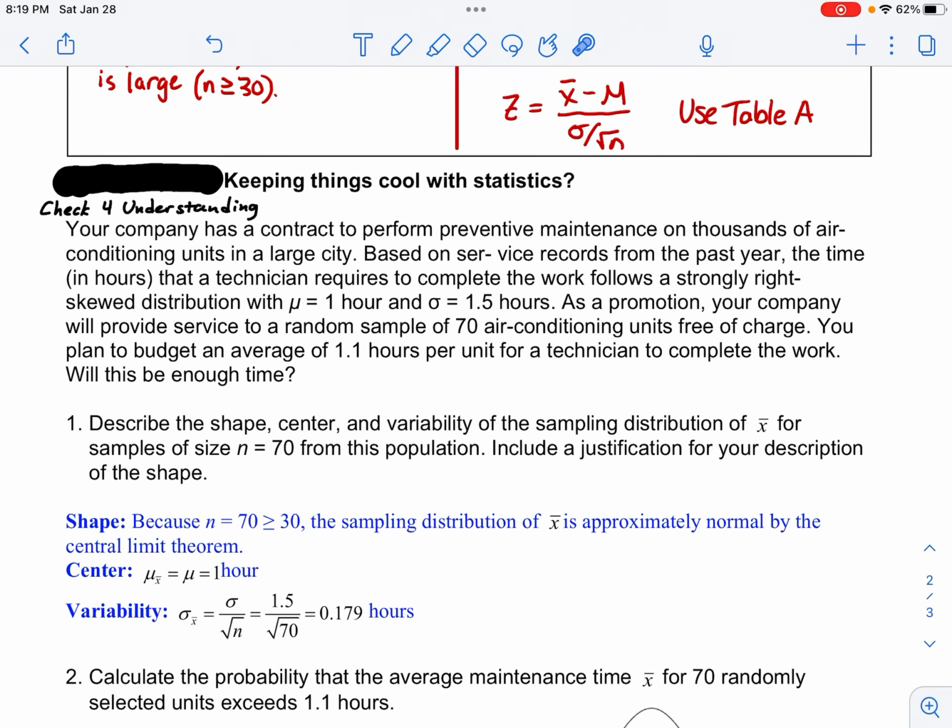The company has a contract that performs preventative maintenance on air conditioning units. Based on service records from the past year, the time in hours that a technician requires to complete the work follows a strongly right skewed distribution with a center, a mu, of 1 hour, and a standard deviation of 1.5 hours. As a promotion, the company will provide service to a random sample of 70 air conditioning units free of charge. You plan to budget an average of 1.1 hours per unit. Keep that in mind. Will that be enough time?